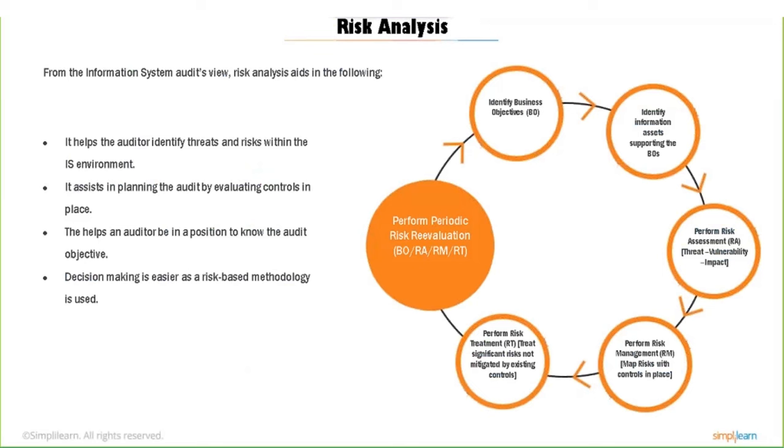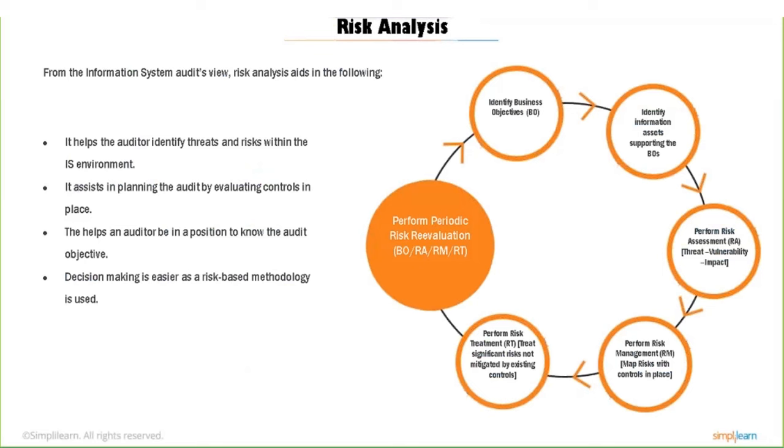It consists of two steps. One is you need to make the inventory of all the assets, and then you need to find the corresponding business impact of those assets, meaning what will happen if those go down. That is another step. Once you have identified the information assets supporting the business objective, then you need to perform the risk assessment of that.